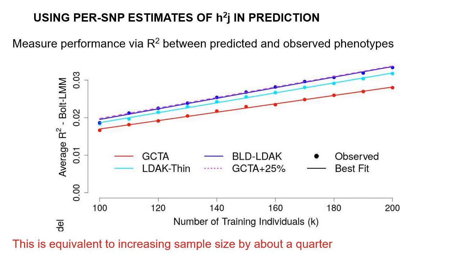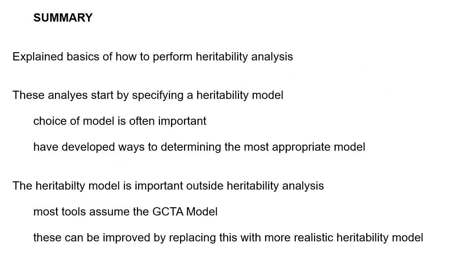Here we've taken the best performing method, Bolt-LMM, and we've varied the number of training individuals from 100,000 up to 200,000. So each line reports the average correlation squared for each heritability model. And what we see is changing from the GCTA to the BLD-LDAK model is equivalent to increasing the sample size by about 25%. And as I say, this is completely free improvement because changing the heritability model has no impact on computational demands.